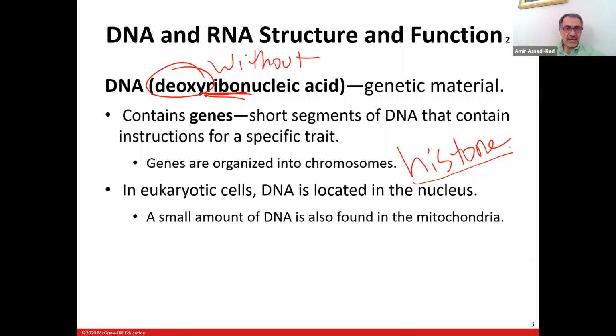DNA is located in eukaryotic cells, inside of the nucleus. In bacteria, it is in a nucleoid area. They do not have a nuclear membrane, bacteria, and all of those that we talked about. And of course, there is DNA found in mitochondria and also in chloroplast. Plants have chloroplast, they do photosynthesis with the help of chloroplast, and you have DNA in chloroplast as well.